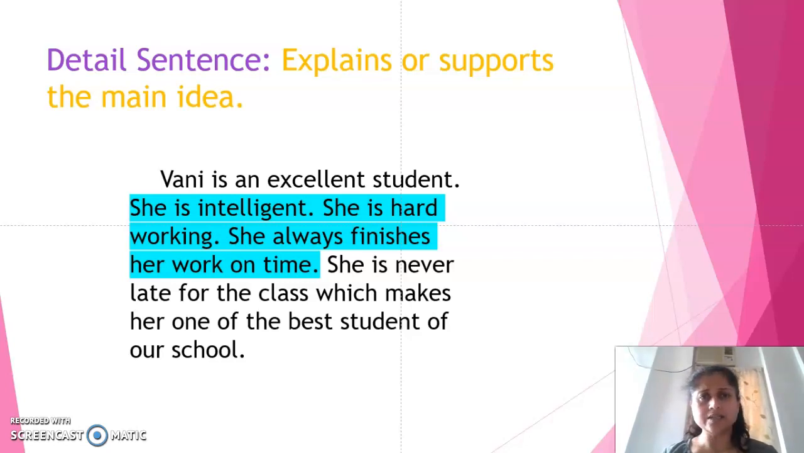But why are these detail sentences? Because they are answering the question about the main idea. They are explaining the main idea that Vani is an excellent student. Why is Vani an excellent student? Because she is intelligent, hardworking, and finishes her work on time. So, detail sentences will explain your idea in detail.